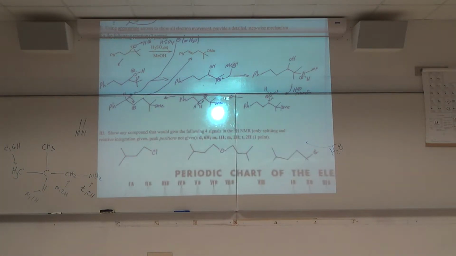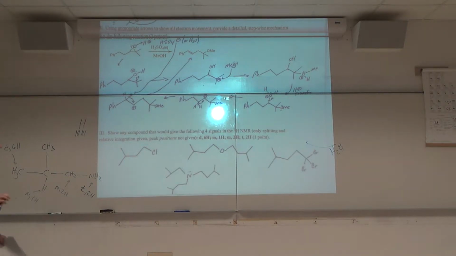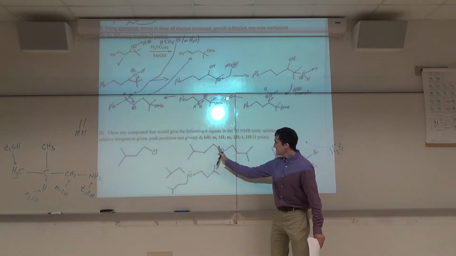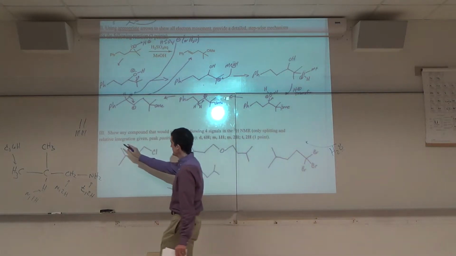Somebody said oxygen, but it can't be an OH, because if it was an OH, you would expect the peak for the H. But it could be an ether. It could be an ether. And you can draw the same thing on the other side, because I did say relative integration.